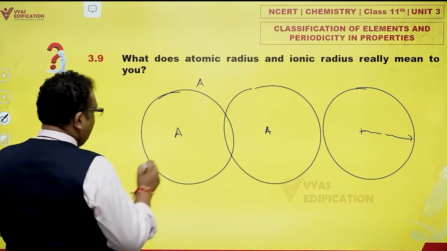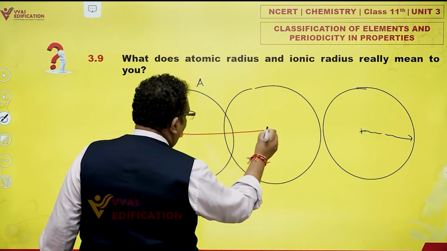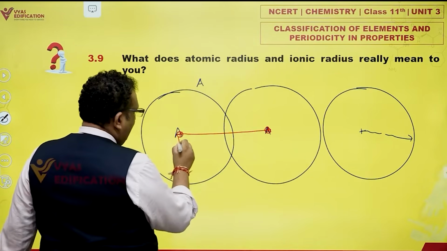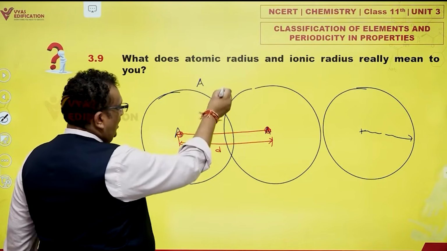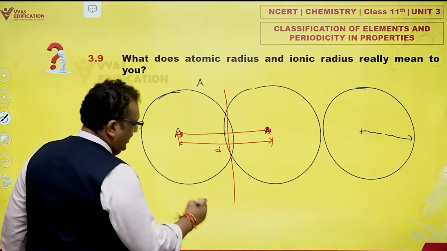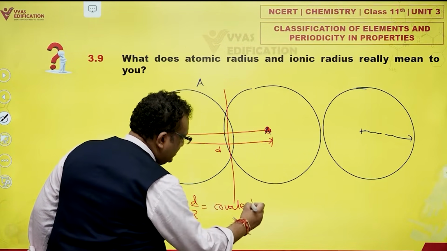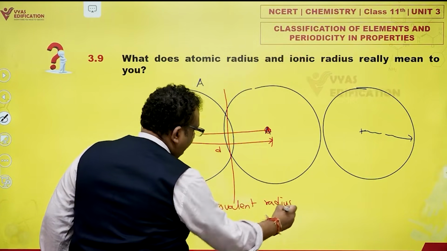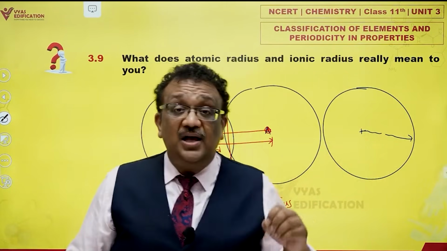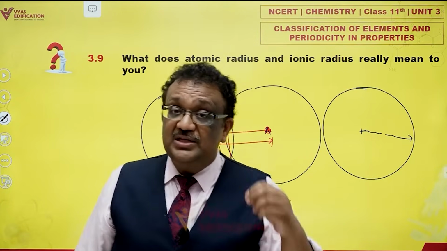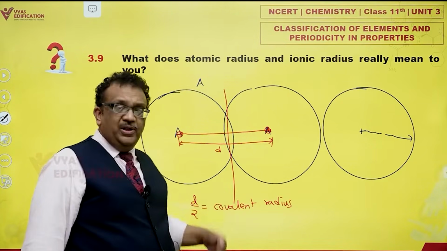I would simply measure the distance from one nucleus to the other, and this distance D I would divide into two halves, and say D by 2 is equal to the covalent radius. Please note, I can locate the distance between the nuclei because nuclei are heavy and solid, so the location is measurable. I just detect the distance, divide by 2, and obtain a covalent radius.